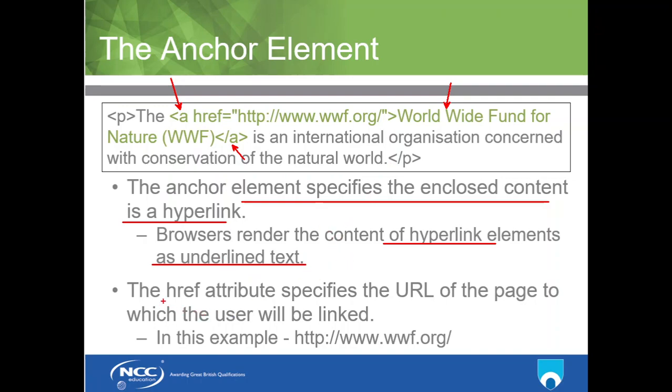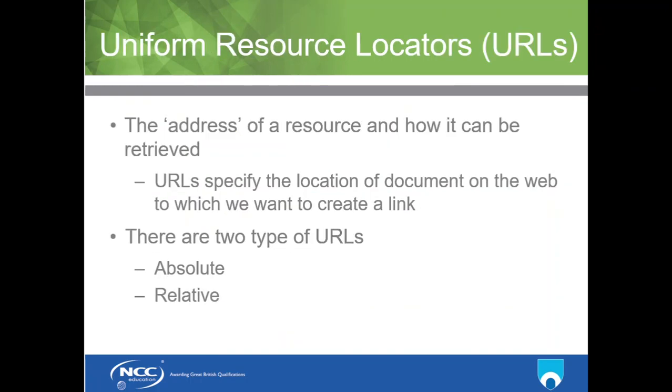Now, the href attribute is used to specify the URL. So in the anchor element, we have one compulsory attribute. It's called href. The value of the href attribute is the URL. A URL is simply the address of the page that you want to link to. So when a person clicks on this content, it takes them to this particular page. So that is what we call the href attribute, and that is what it is used for.